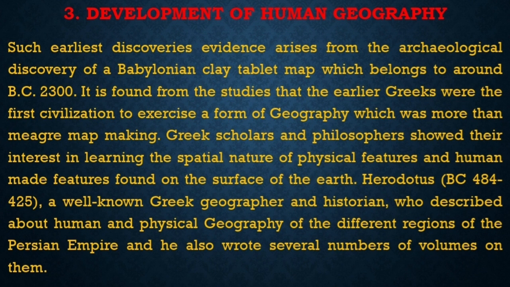Greek scholars and philosophers showed their interest in learning the spatial nature of physical features and the human-made features found on the surface of the earth. Herodotus, a well-known Greek geographer and historian, described the human and physical geography of the different regions of the Persian Empire, and he also wrote several volumes on them.